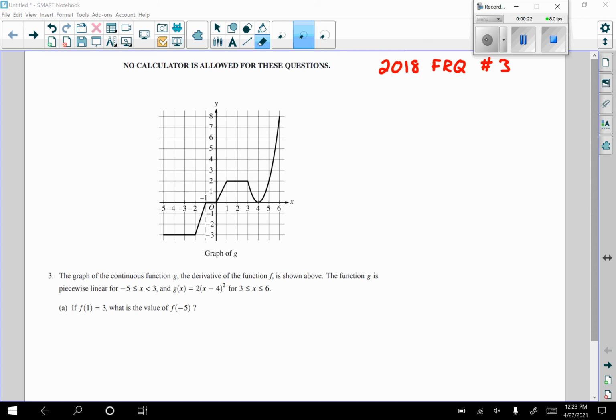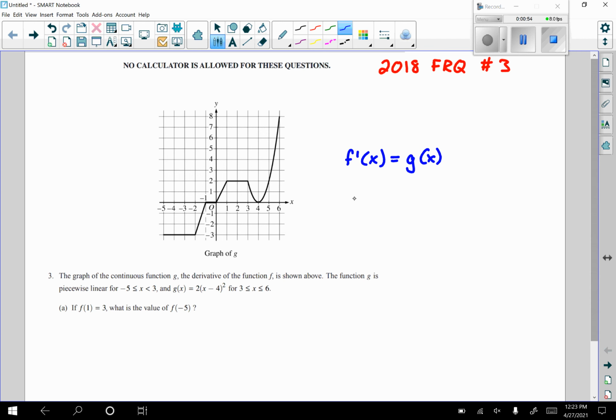So for question 3 here, the graph of the continuous function g, which is a derivative of the function f, is shown above. The function g is a piecewise linear function for this interval, and g of x is equal to this expression for this given interval. So for question A, if f of 1 is equal to 3, what is the value of f of negative 5? So what we're going to write out here is that f prime of x is going to equal g of x, because g of x is equal to the derivative of f.